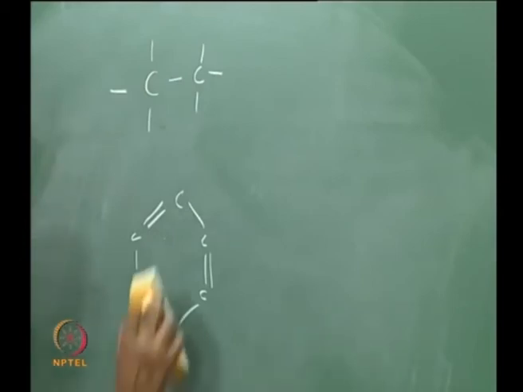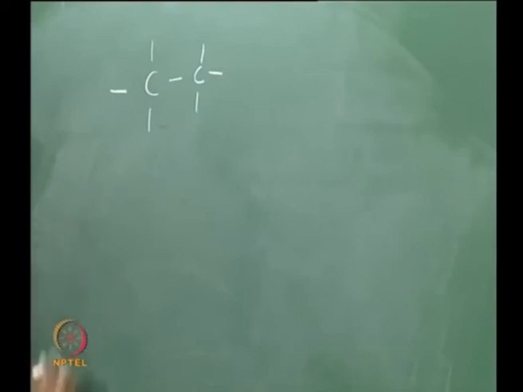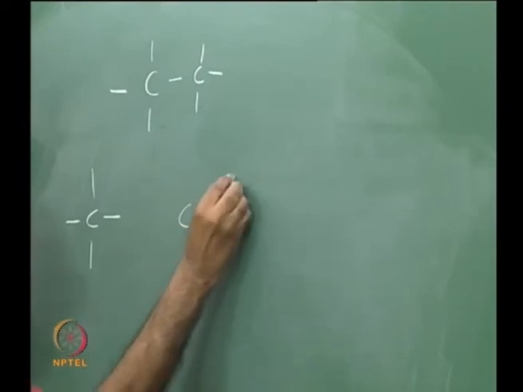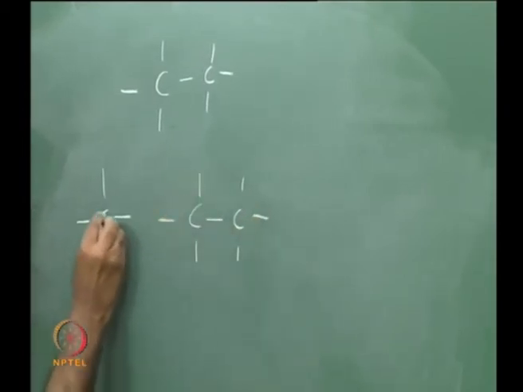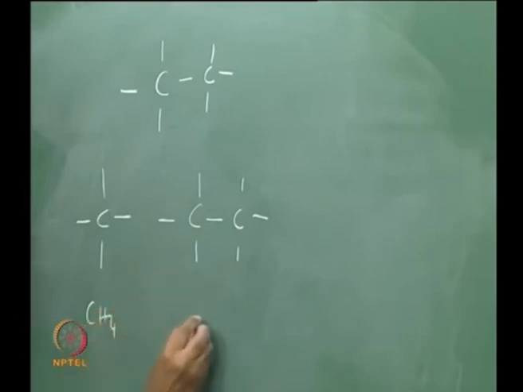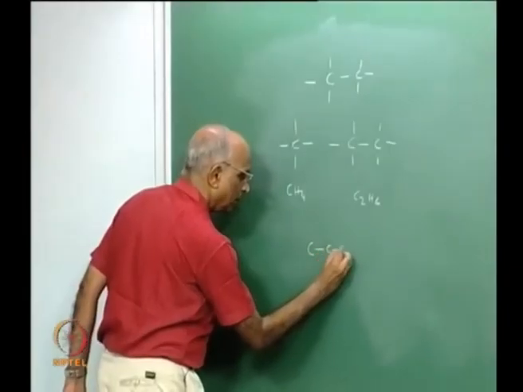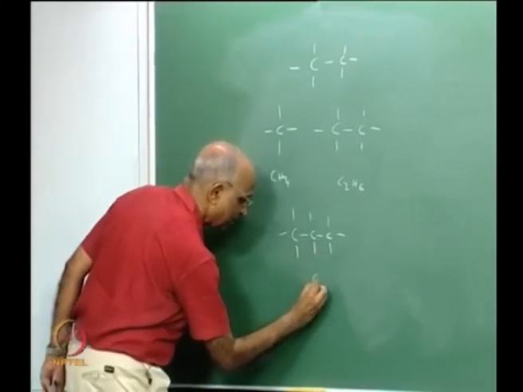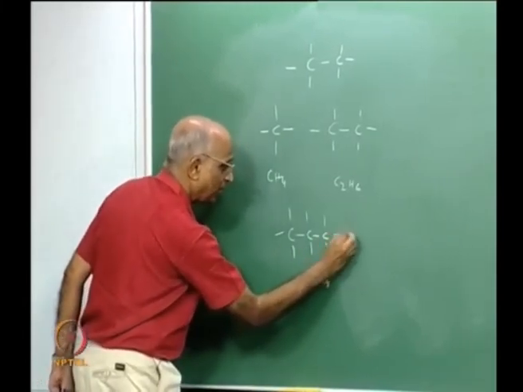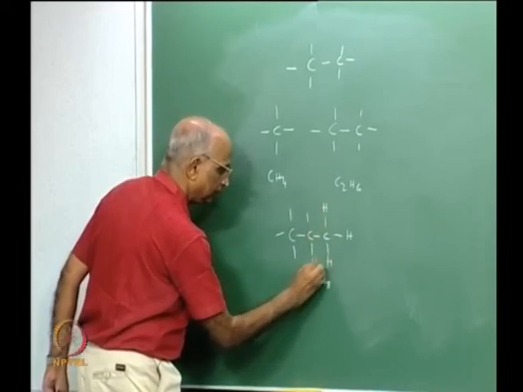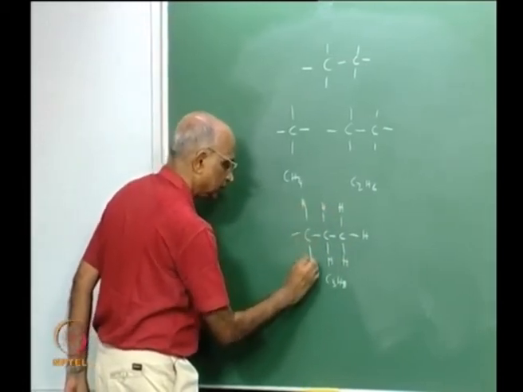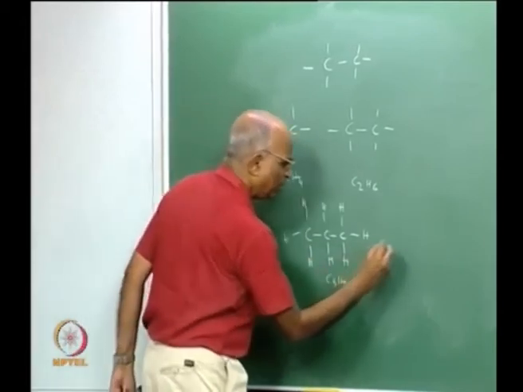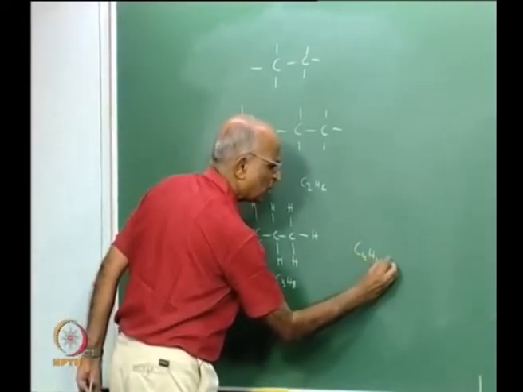Now, if we want to take a look at hydrocarbons, well, the simplest hydrocarbon is methane, the next one is ethane, that is CH4, C2H6, maybe next is propane, next is C3H8, all are H over here, next is butane, C4H10, and so on the chain goes.